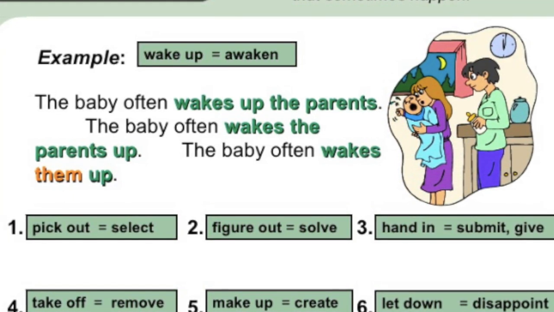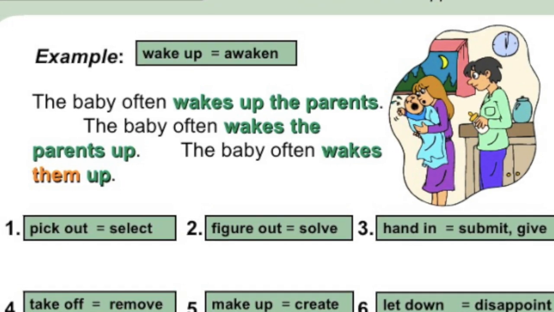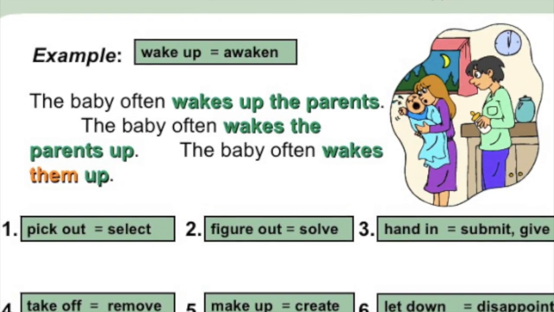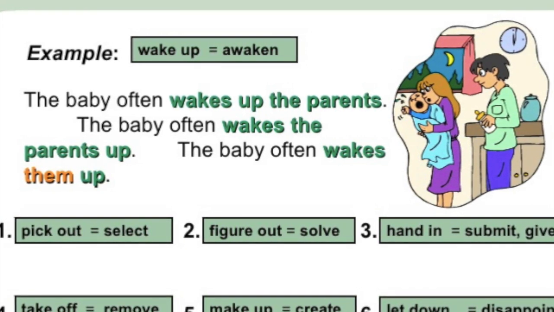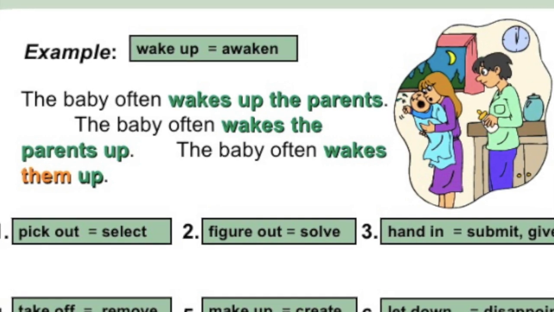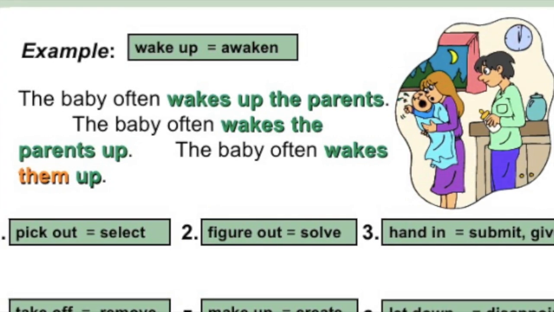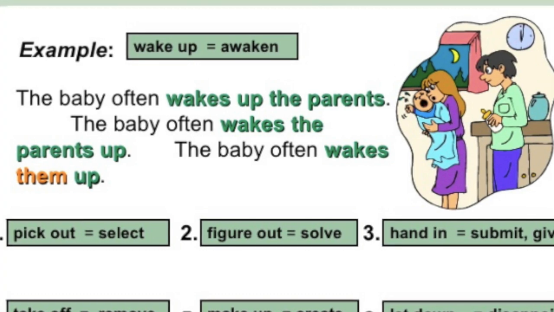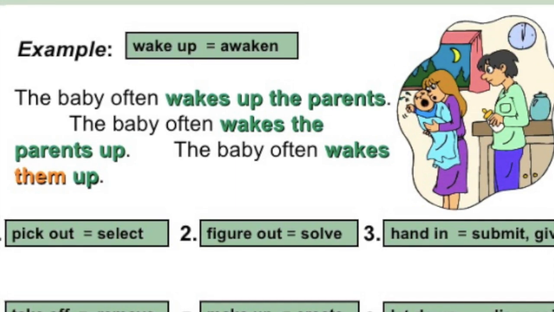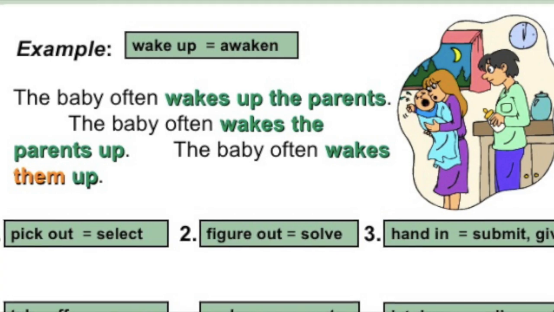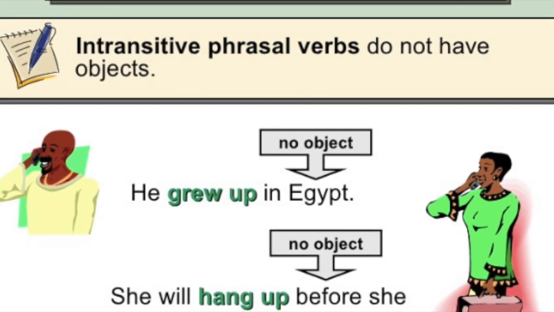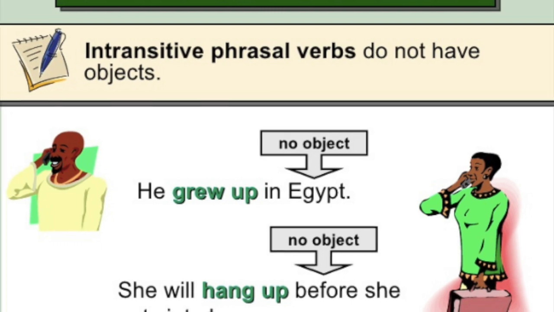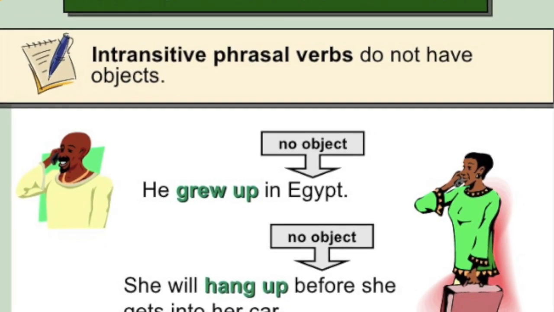Some other examples of these phrasal verbs include pick out, which means to select, figure out, which means to solve, hand in, which means to submit or give, take off, which means to remove, make up, which means to create, and let down, which means to disappoint. Intransitive phrasal verbs are simpler because they do not take objects, so you just keep the phrasal verb together without any separation.